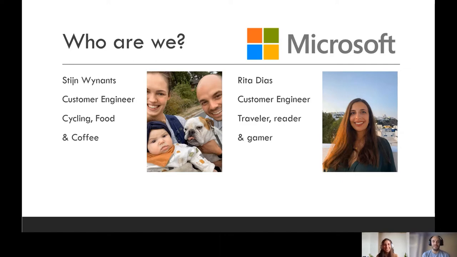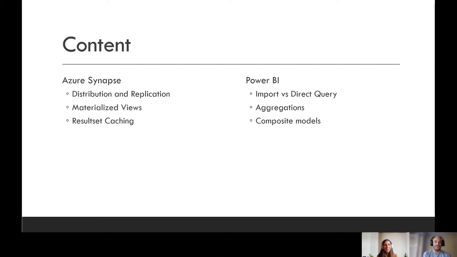Okay, cool, Rita. So Rita, what are we going to talk about with our audience today? Yes, so you're going to talk about Azure Synapse. Indeed. About distribution and replication, materialized views and result set caching. And then I'm going to grab those concepts and put them into Power BI in action by using import versus direct query, then talking about aggregations and composite models. This is going to be so cool.